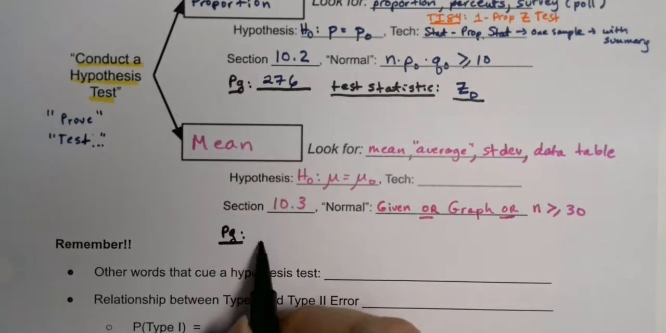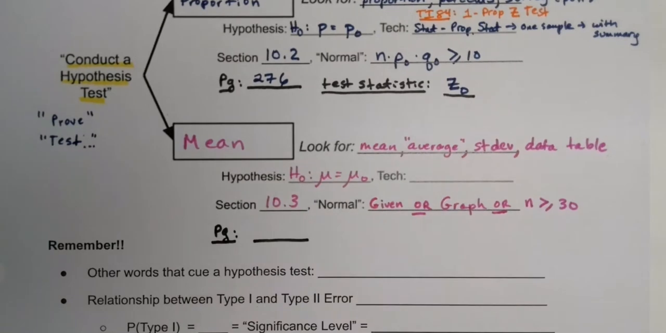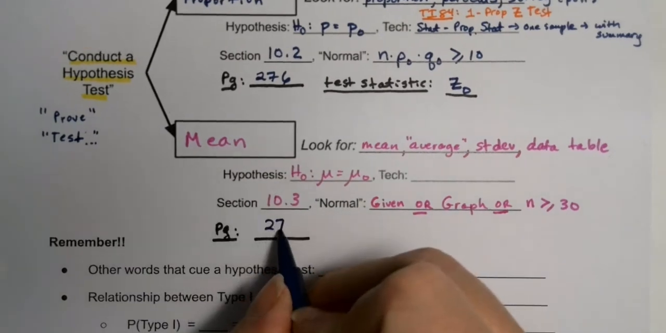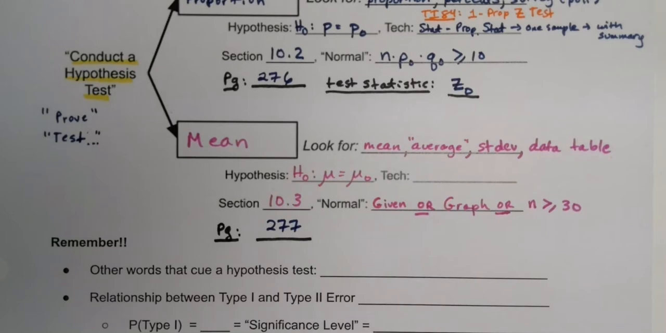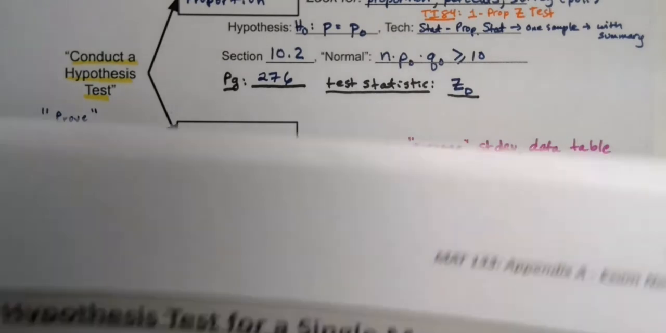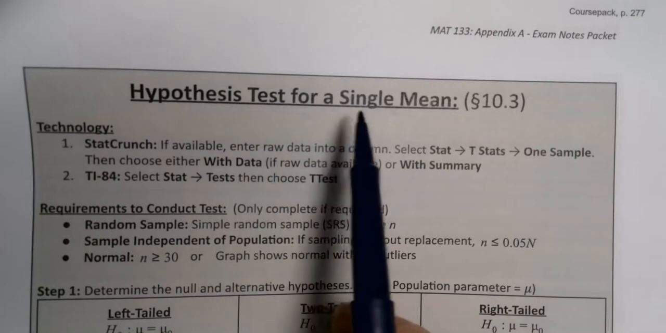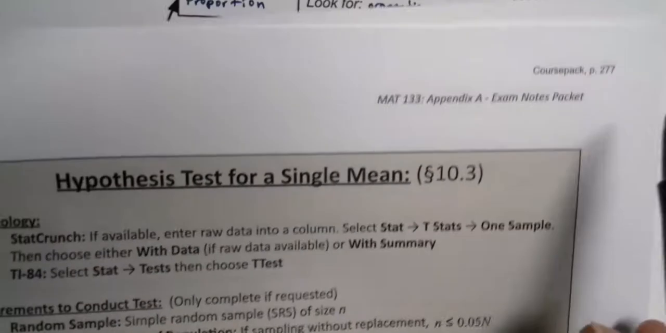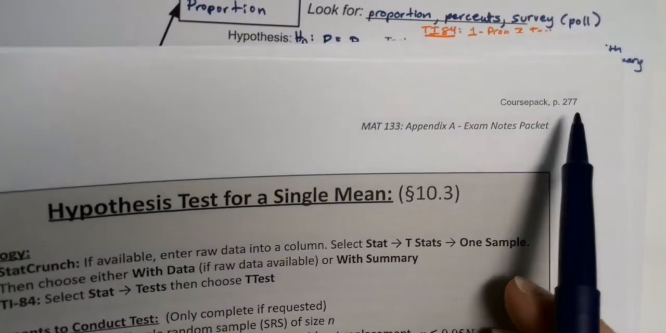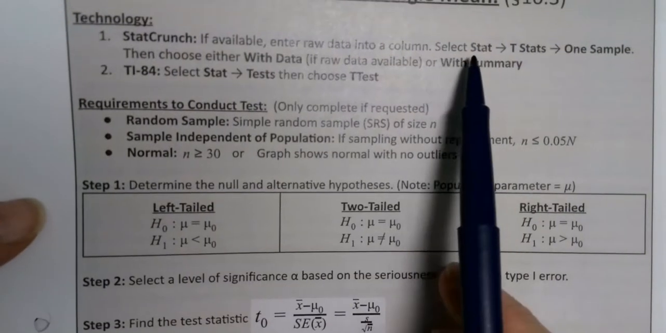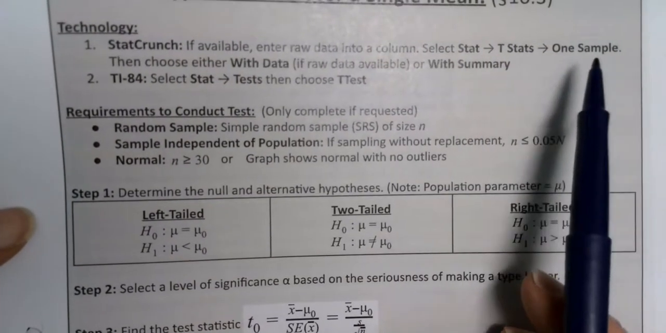Sorry about that. For me, this semester that I'm making this, it's 277. If it's on a different page, then by all means, put whatever page it's on for you. So I'll show you it too. It's right here. Hypothesis test for a single mean, section 10.3. And for me, it's on page 277, but it might be different for you. And you can see that up here is the tech.